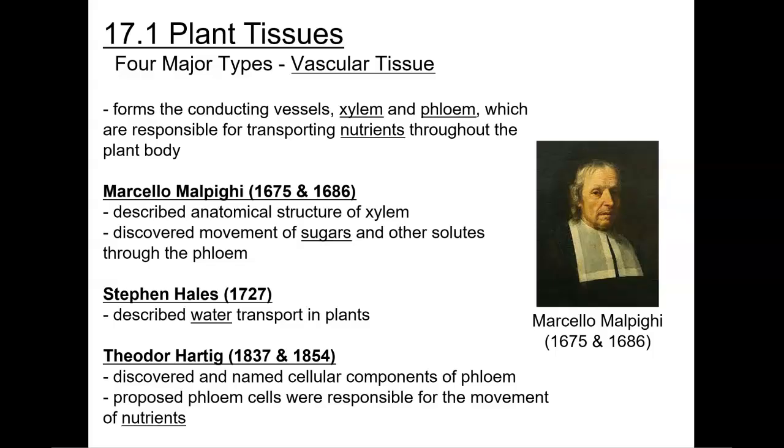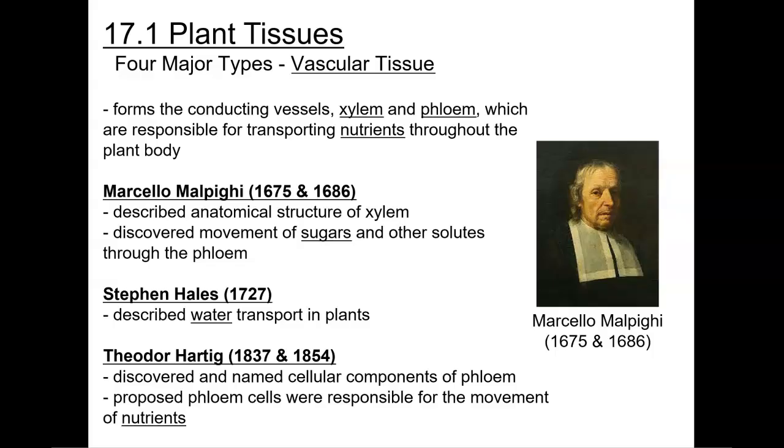First, we're going to go over the different scientists that helped to discover and contribute to the finding of this vascular tissue. Marcello Malpighi in 1675 to 1686 is going to describe anatomical structures of xylem. Now, xylem is going to be the vessels that are transporting water with them and some minerals and things such as that. He discovered the movement of sugars and other solutes through the phloem.